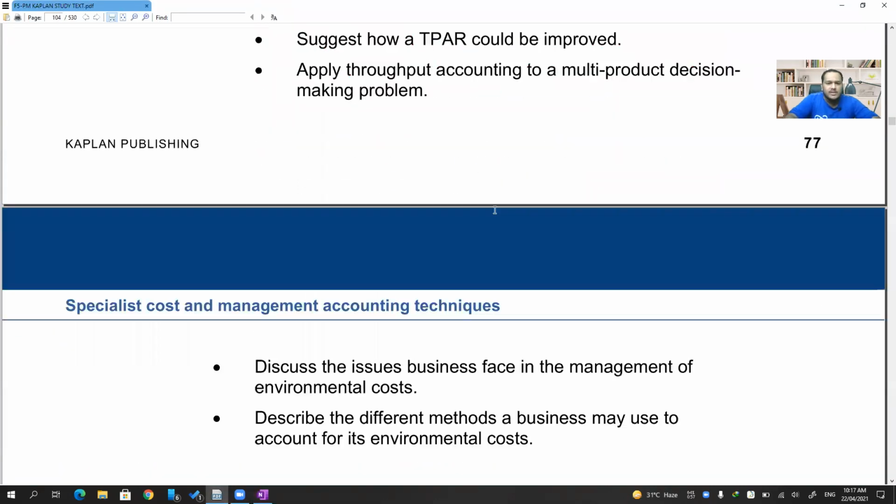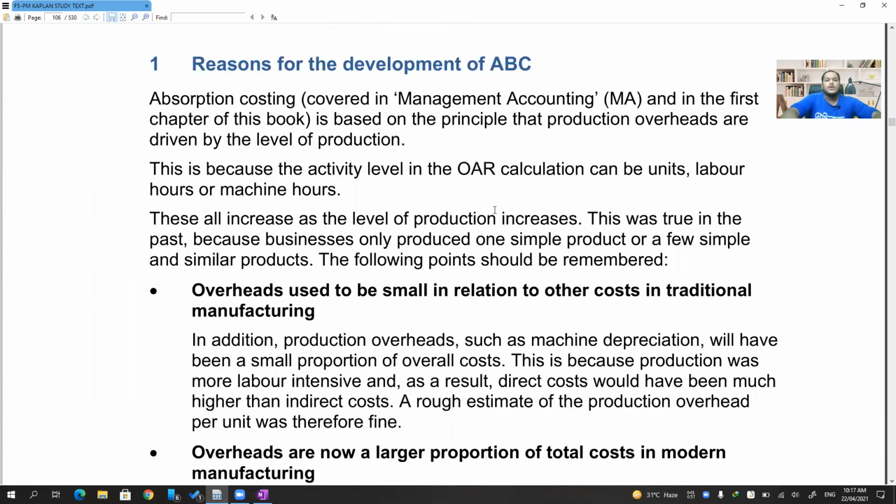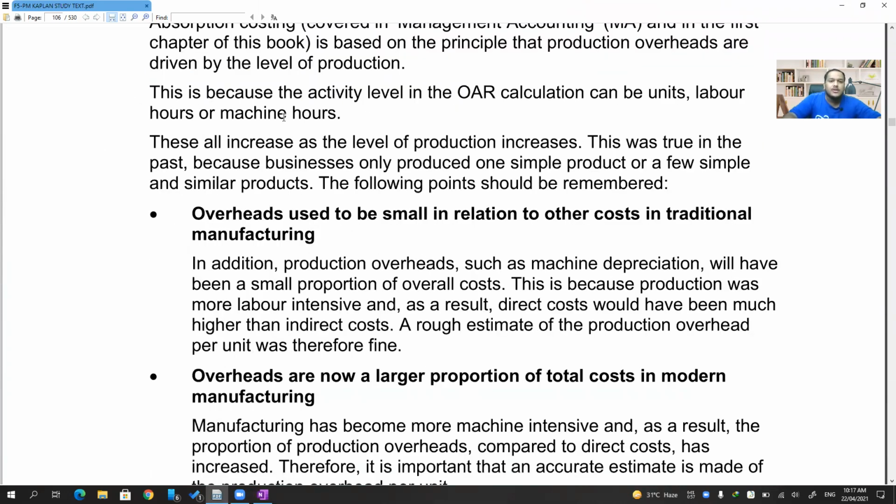Okay, with that being said, shall we start with the discussion? So why is ABC introduced over and above absorption costing? Because the activity level in the overhead absorption calculation is either units, labor hours, or machine hours. In absorption costing, units are taken very few times. Absorption will go with labor or machine hours most of the time, but as I told you, it can be on the basis of units as well.